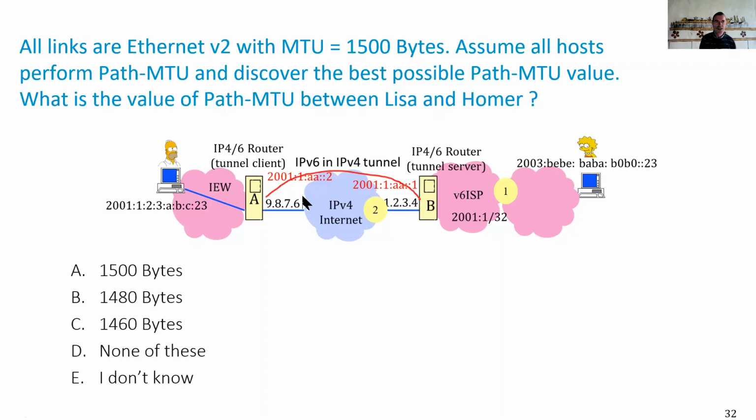Side effect of this: if we assume that all links in this scenario have an MTU of 1500 bytes, what is the value of the path MTU between Lisa and Homer? Lisa and Homer both run IPv6, but what is the size of the IPv6 packets that they can generate?